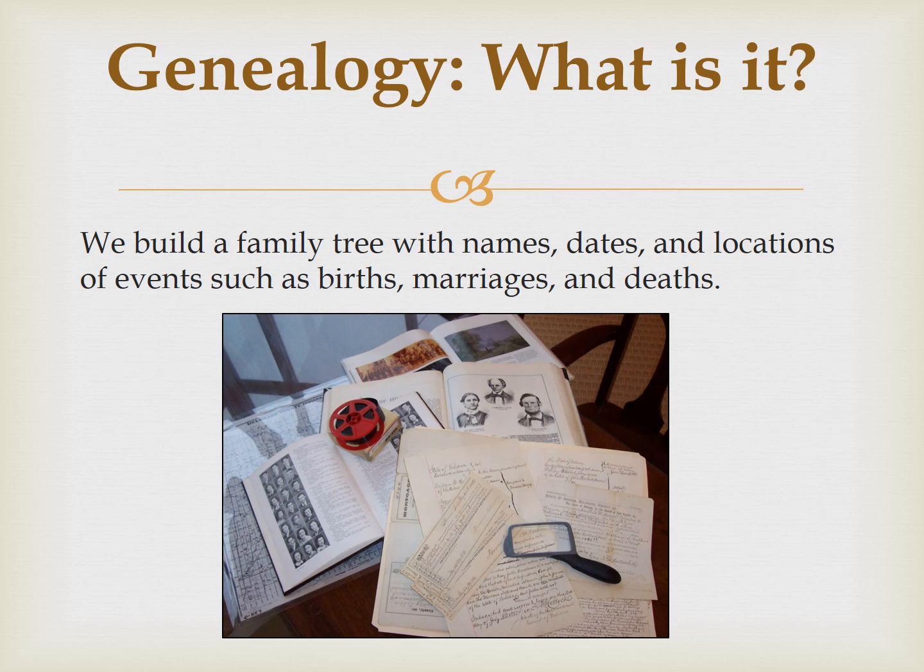We build a family tree with names, dates, and locations of key life events such as births, marriages, and deaths. We first start with what we know. We talk to people who might know more, such as relatives and friends. Then we try to prove that information and take it further by finding supporting documents and records.